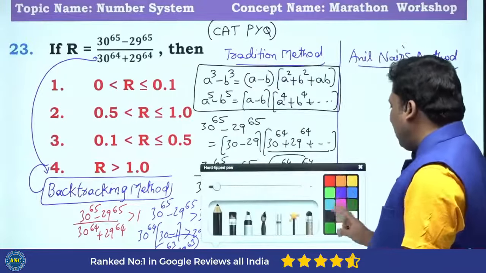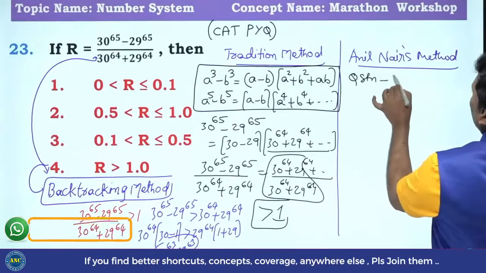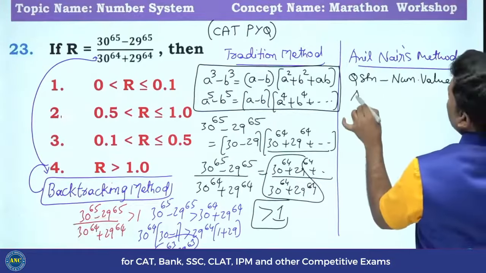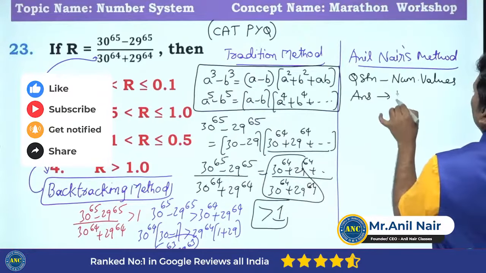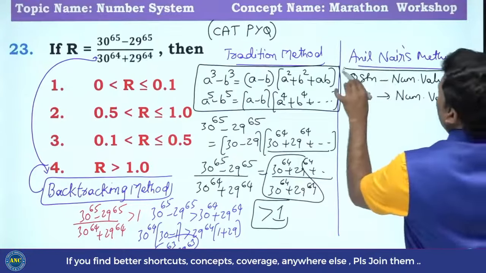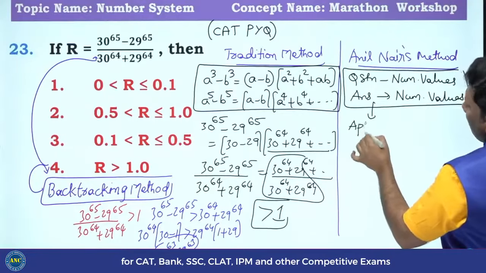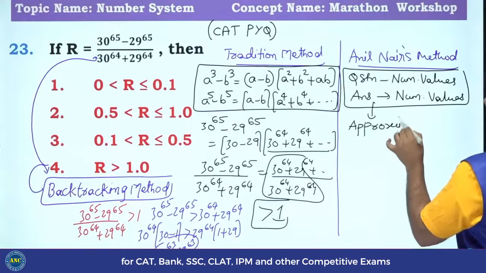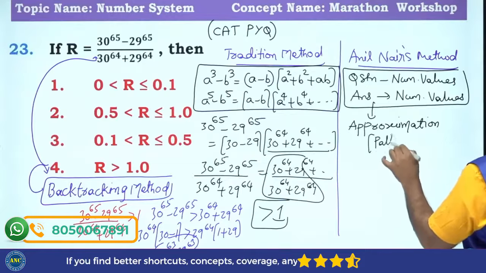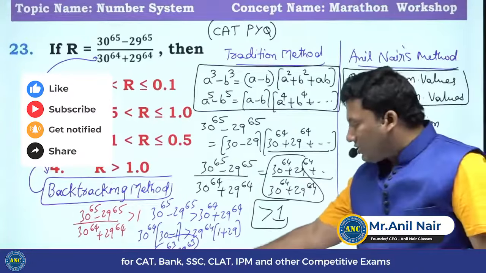Now, if you see here, there is another way to solve. The question contains numerical values, and the answer also contains numerical values, with the variables in a specified range. What is the technique which I discussed? Approximation or pattern recognition. Identify the patterns for the lowest powers. If the patterns are behaving the same way, then you can get the answer directly.